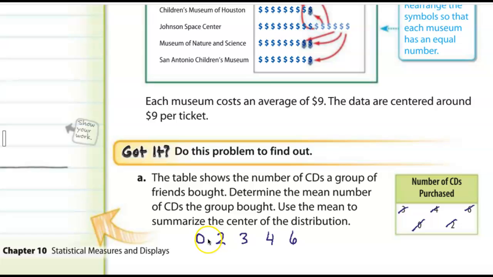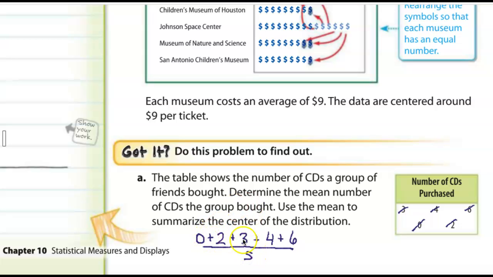So the first thing that we need to do is add all of these up. Now, we don't exclude the 0 because 0 happened. One of these friends bought nothing, so we have to account for that. And we're going to divide by the total number of CDs purchased. That's 5. We're going to divide by 5.